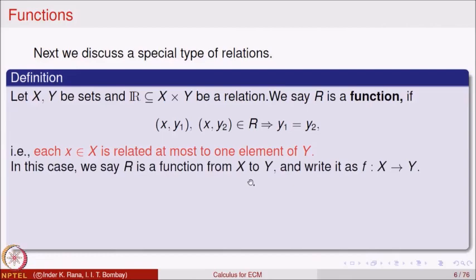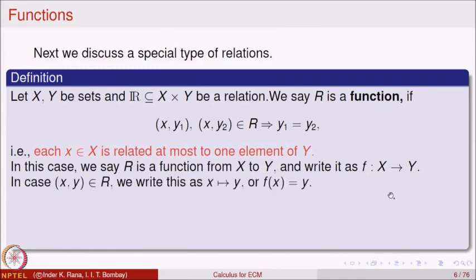In this case, R is called a function from X to Y. So, it is a relation between elements of X and Y, and it has a special property that each element of X is related to one element of Y. Then we say R is a function. Such a relation is called a function from X to Y, and we write it as f colon X right arrow Y. This is an arrow pointing towards the right.